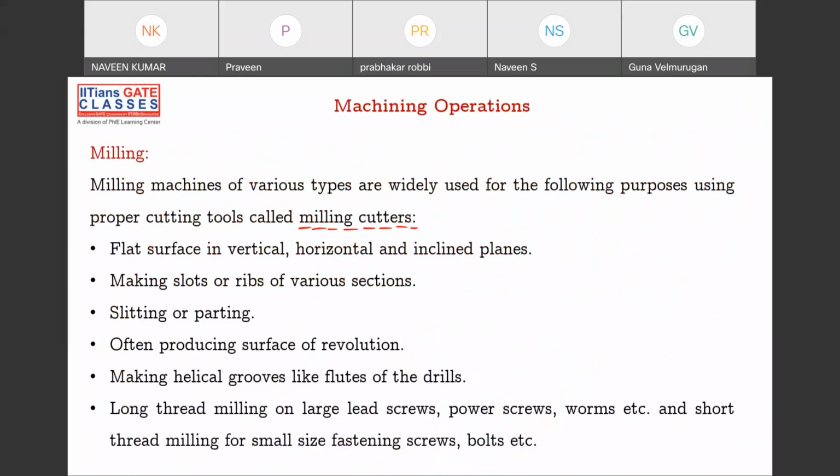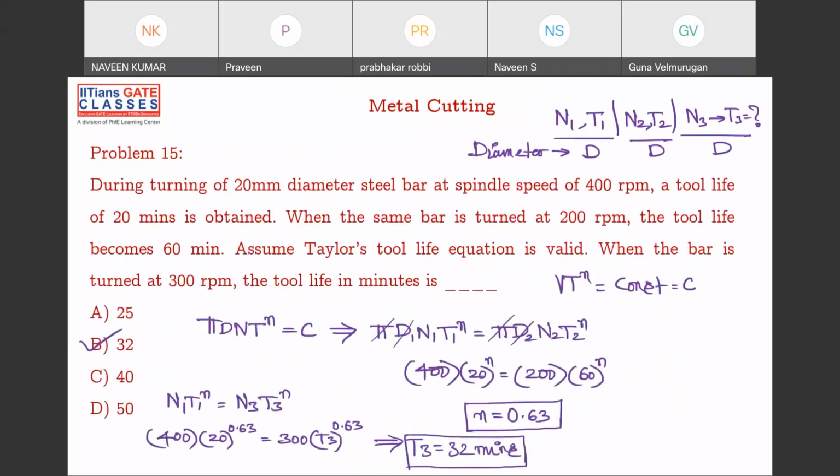Next is nothing but milling. Okay, so till the previous slide, we have discussed single point cutting tools, isn't it? We have discussed single point cutting tools, mostly the lathe only.